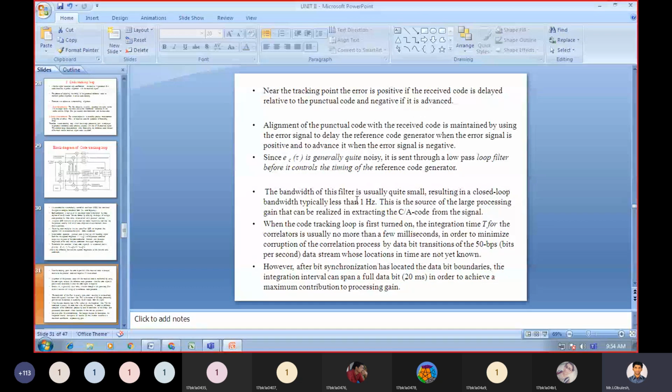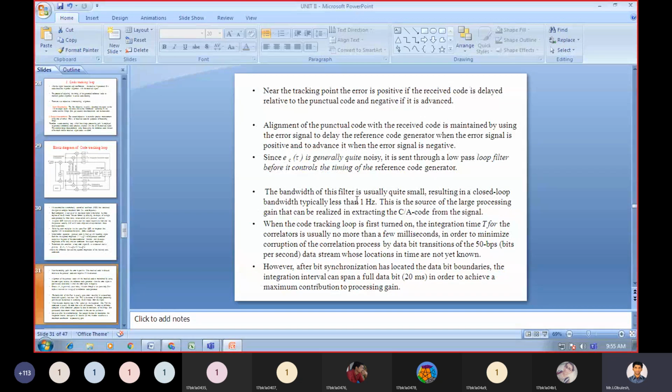The alignment of the punctual code with the received code is maintained by using the error signal to delay the reference code generator when the error signal is positive, and to advance it when the error signal is negative.